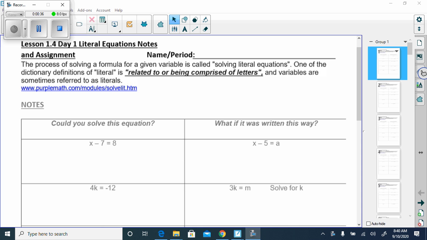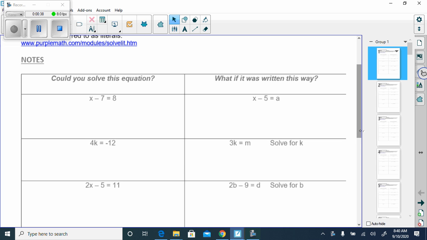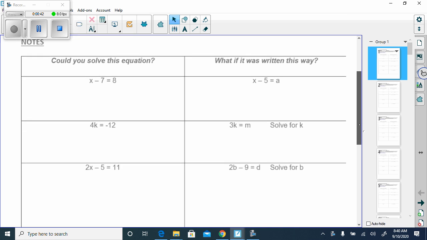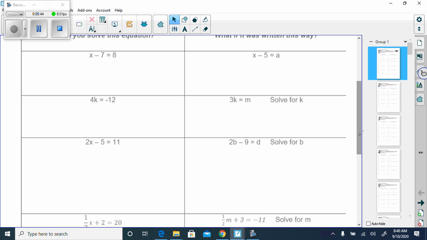First, we're going to review just solving equations. So we're going to start in this column over here. So, on this first one, x minus 7 equals 8, what would I want to do to solve it? Add 7. Alright, so that'll go away, and we get that x equals, good.